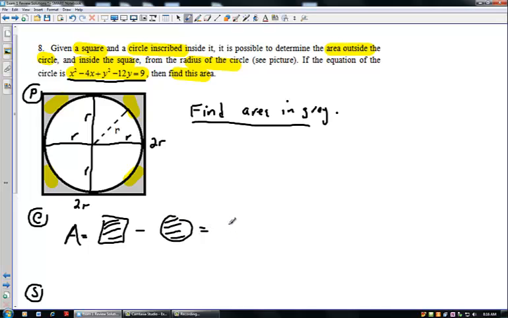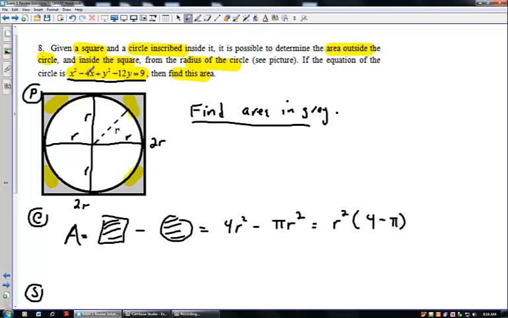And so this is going to equal 2r times 2r. That's the area of the square, so 4r squared. And then we take away the area of the circle. Area of a circle is pi r squared. And so all we really need to do is find this r squared, because it's r squared times 4 minus pi.